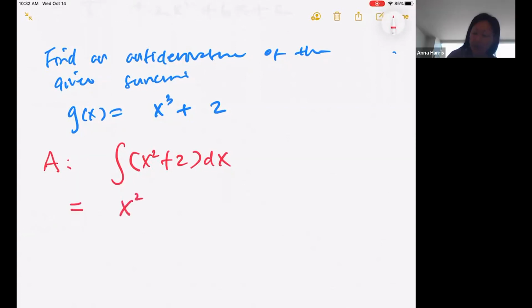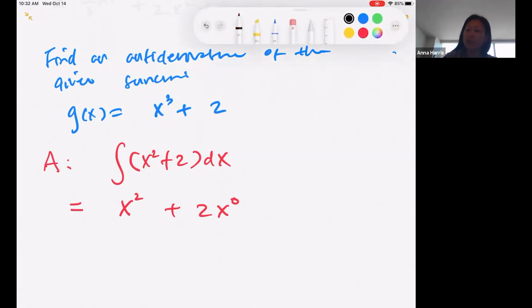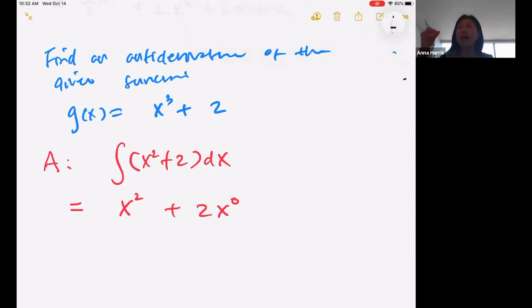First thing, I'm just going to write down my problem like this. I'm going to add 2 as 2 times x to the 0. Is everybody with me? Because whenever we take an antiderivative, we write the constant as 2 times x to the 0. So now we're just going to apply the rule. So Brent, help me. The first term, what do I do? Add 1 to the power, right? And what do I do now? Divide by exactly the same power, 2 plus 1.